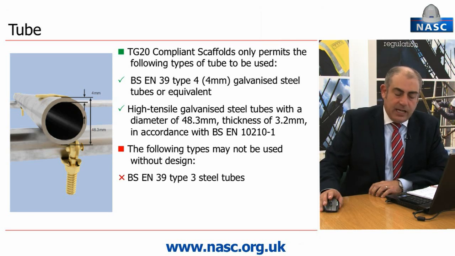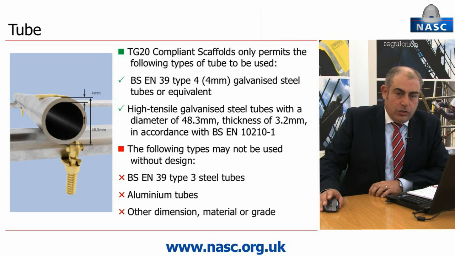The following types of scaffold tube may not be used without design input. BSEN 39 Type 3 steel tubes. Aluminium scaffolding tubes. Tubes of other dimensions, materials or grades such as black steel or glass reinforced plastic GRP scaffolding tubes.